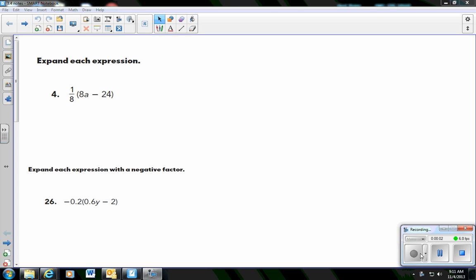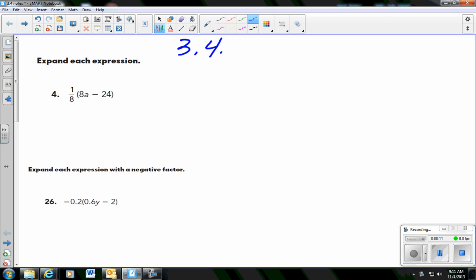These are your notes over lesson 3.4, expanding algebraic expressions. You can use your calculators on these, so if you don't have your calculator, go ahead and get that, and you can use your calculator to solve these problems, and the ones at the very end to bring in the class tomorrow.